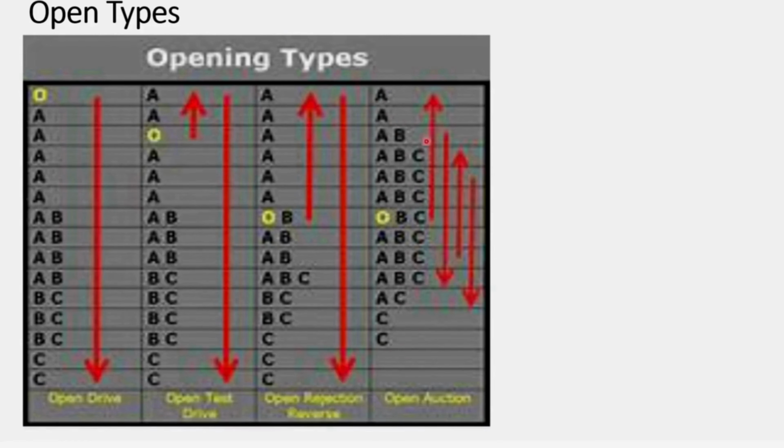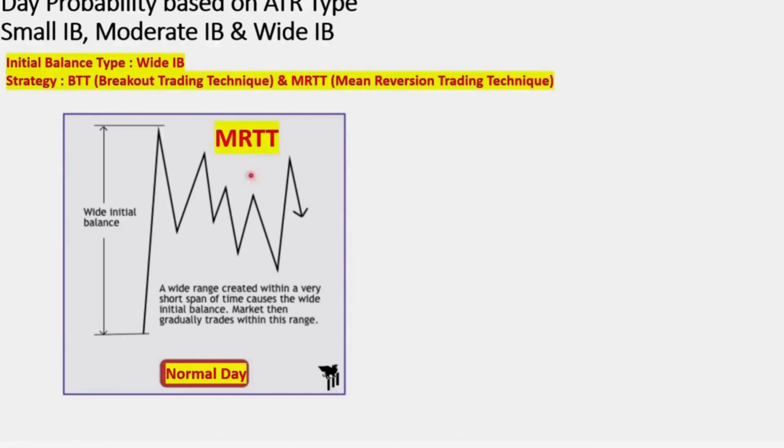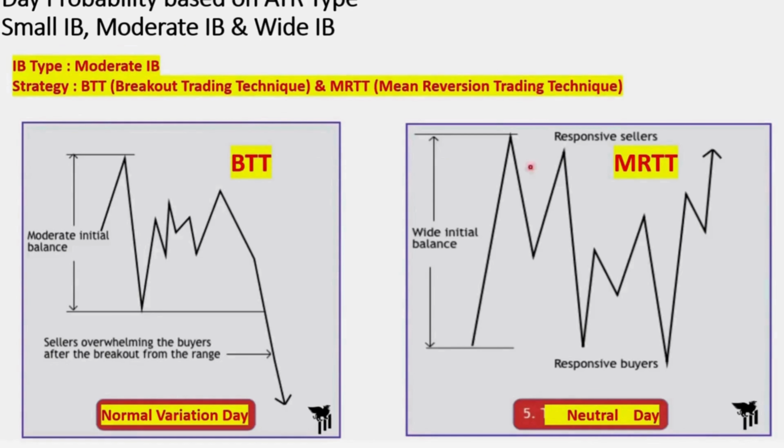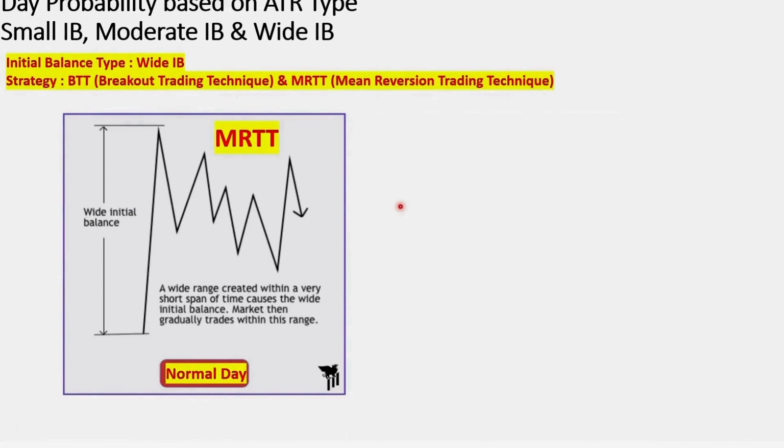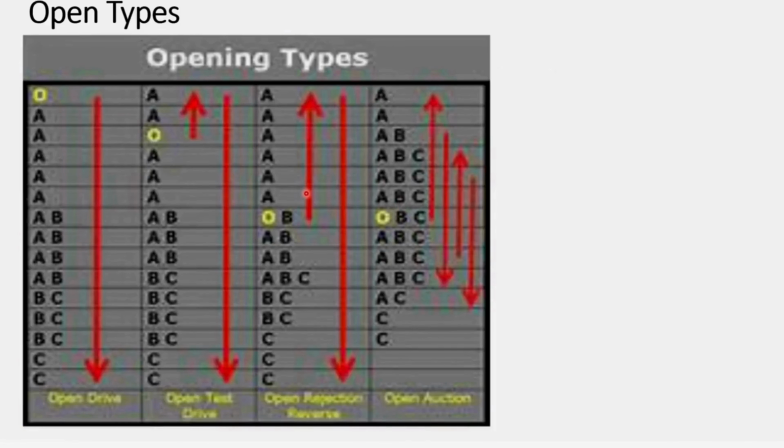By combining our understanding of day types and open types, we get a more probabilistic view of the trading session. This helps us better anticipate potential market movements and choose the right trading techniques, whether it's a breakout strategy or a mean reversion approach. With this integrated approach, we can fine-tune our trades to match the market's behavior more effectively.